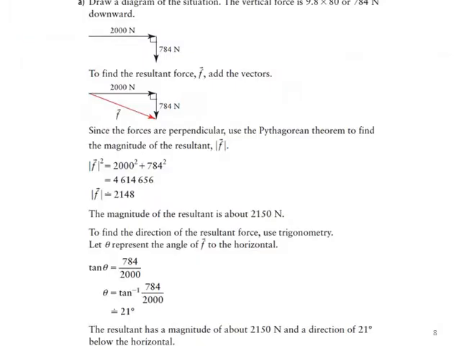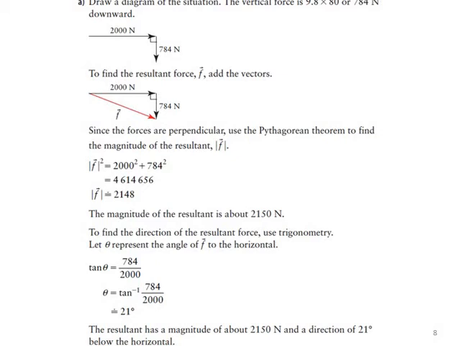So we draw a vector diagram of the situation. The vertical force is going to be 9.8 times 80 kilograms, which is 784 Newton. It's going to be downward. And we have a horizontal force of 2000 Newton. To find the resultant force, let's call it lowercase f, we need to add these two vectors. The magnitude is going to be the hypotenuse using the Pythagorean theorem. This is going to be 2000 squared plus 784 squared. The answer is F equals 2148 Newton. So that's going to be the resultant of this force.